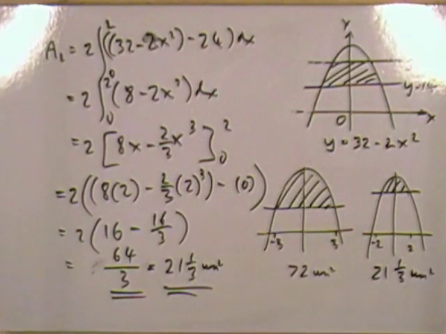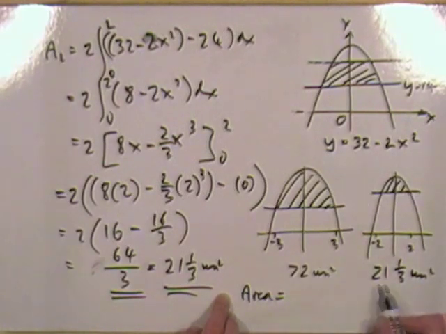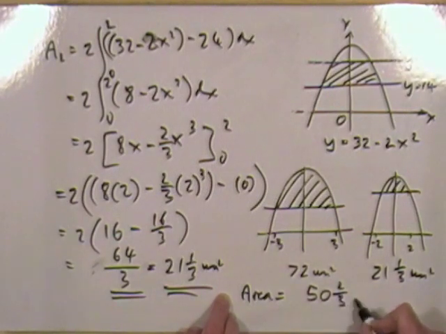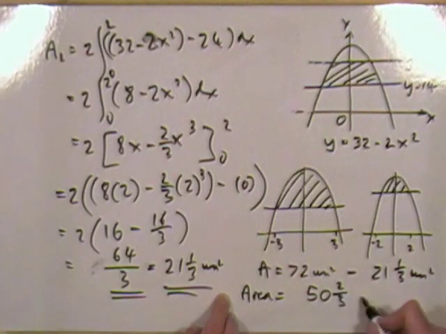Right, last part, I've just used the whole board again. The final area would be the difference between these two. Oh, can I just put it down here? So the area you actually want would be 72 take away 21 and 1/3, so that's 50 and 2/3. Just cheat, as if I'd had that down in advance. 50 and 2/3 square units.